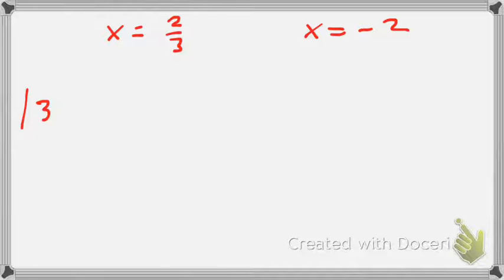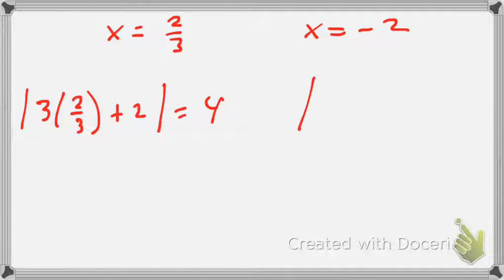Alright, so we have x equals 2/3, x equals -2. So we're going to plug each of these into the original equation. So the absolute value of 3 times 2/3 plus 2 equals 4. And the absolute value of 3 times -2 plus 2 equals 4.